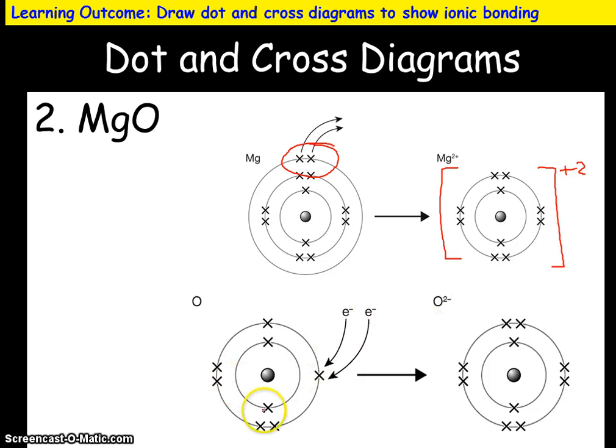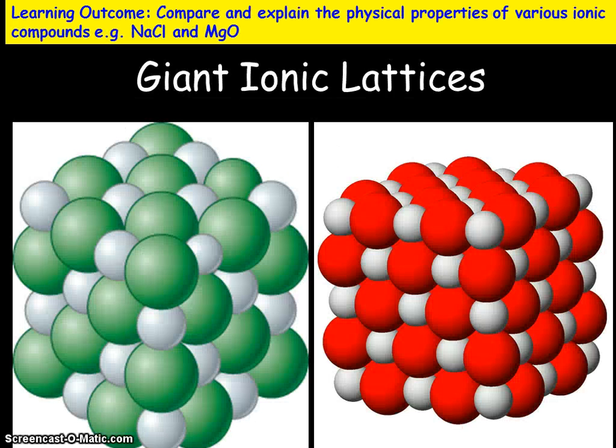Oxygen is in group 6, so it's only got 6 electrons in its outer shell, so it needs to gain 2 more, so it would be that one and it would be that one, and then it would again have square brackets and form a -2 ion.